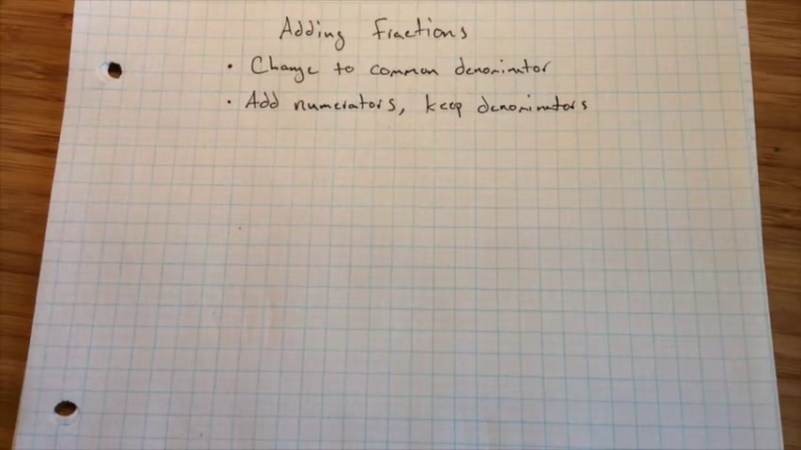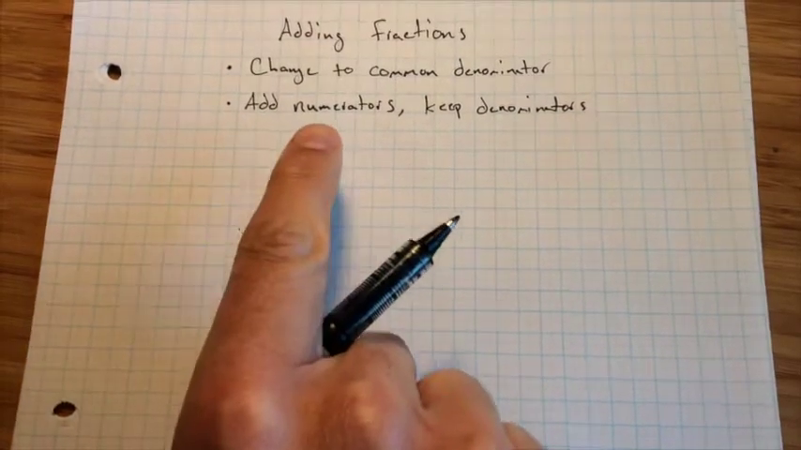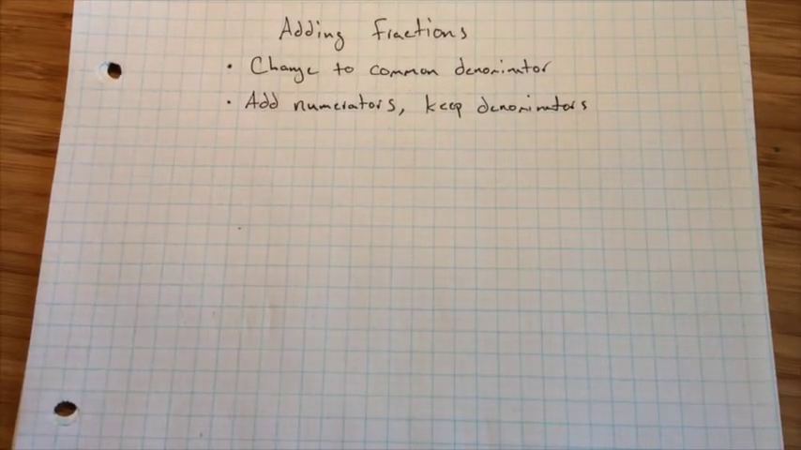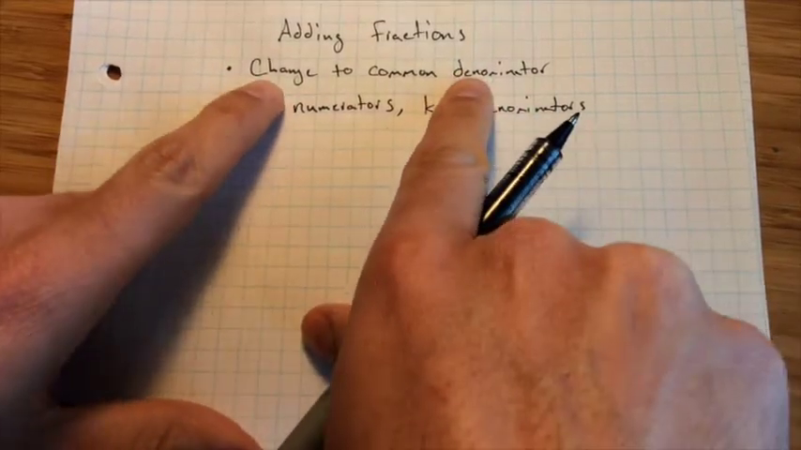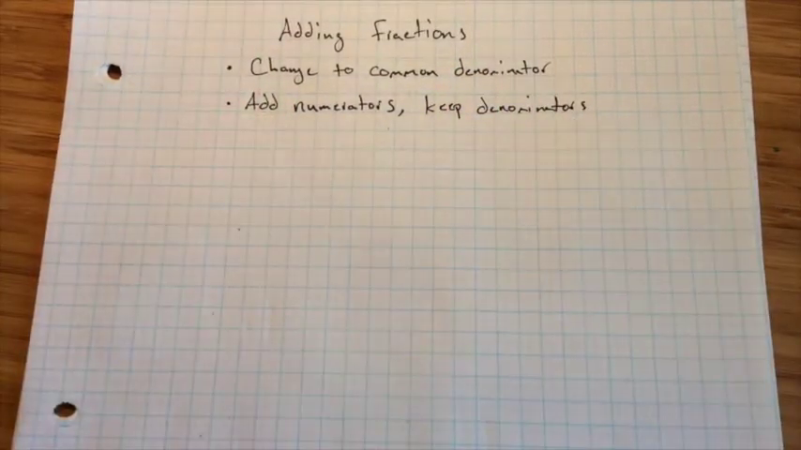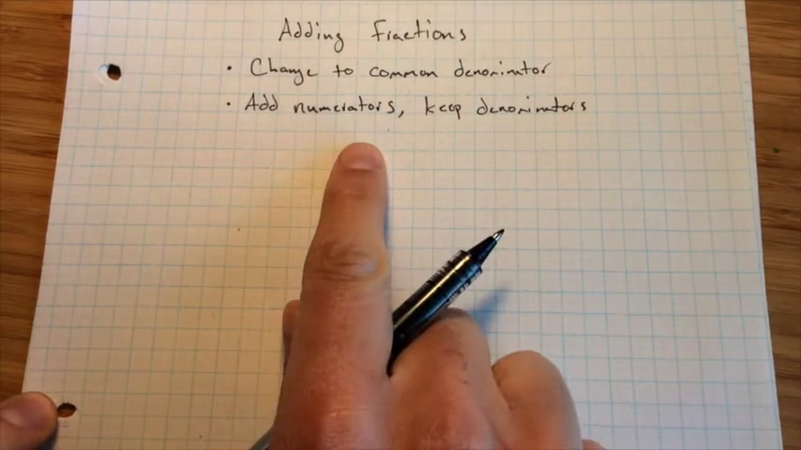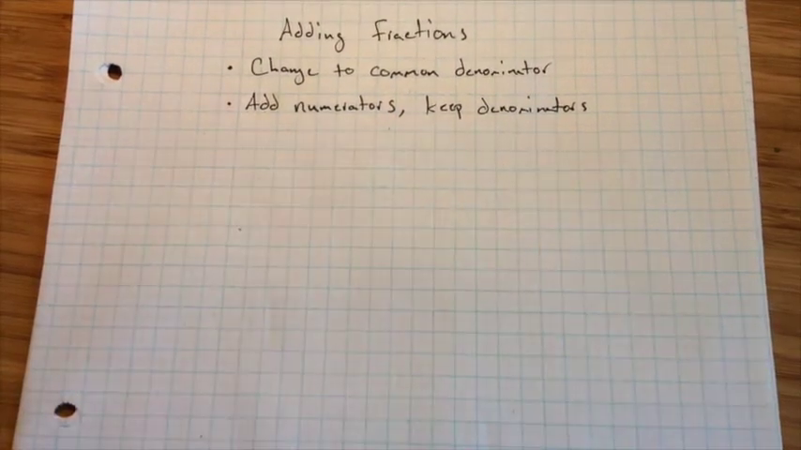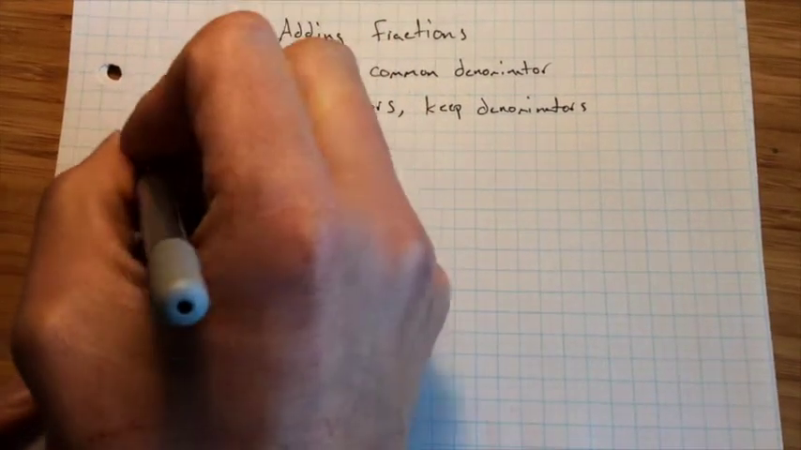All right, it's Mr. Barbera. Let's add some fractions. When we're adding fractions, first we're going to change to a common denominator. Once we have all our fractions with a common denominator, we're going to add our numerators, but we're going to keep the denominator. So I'm going to start my first problem.